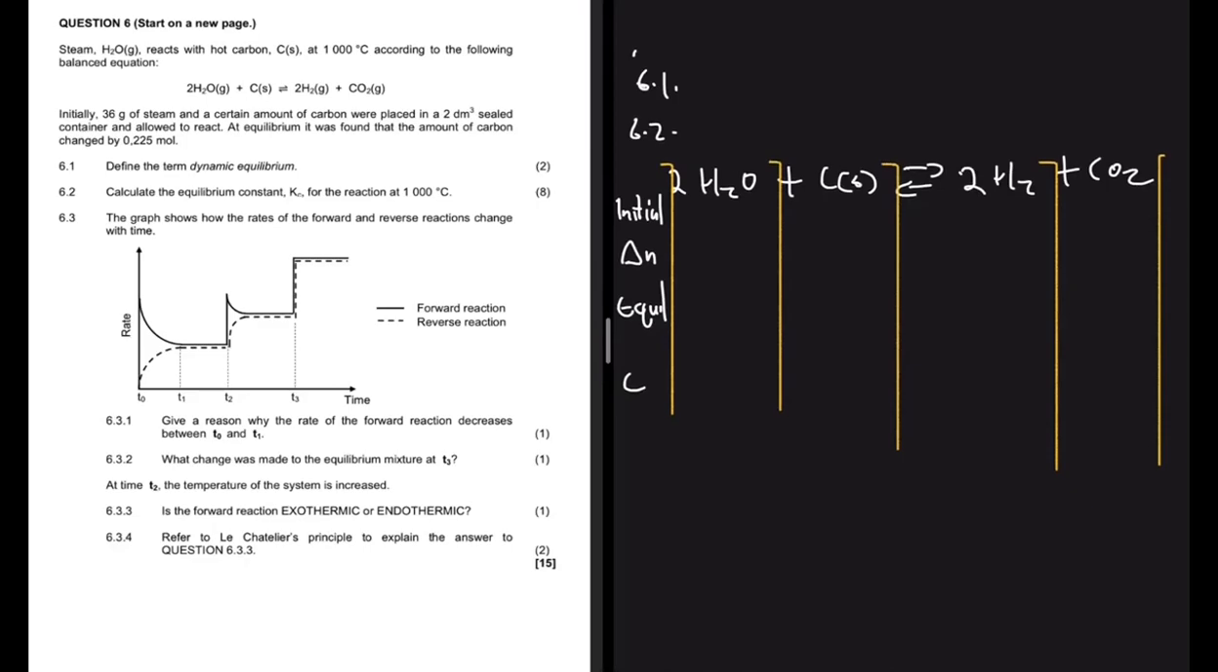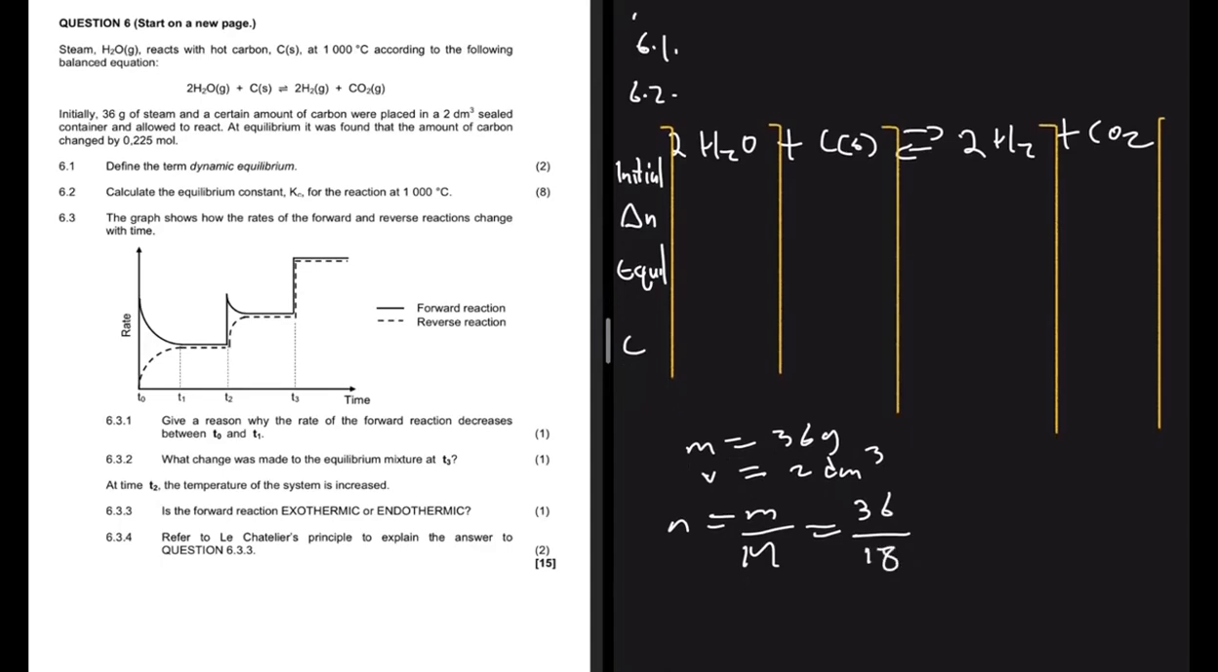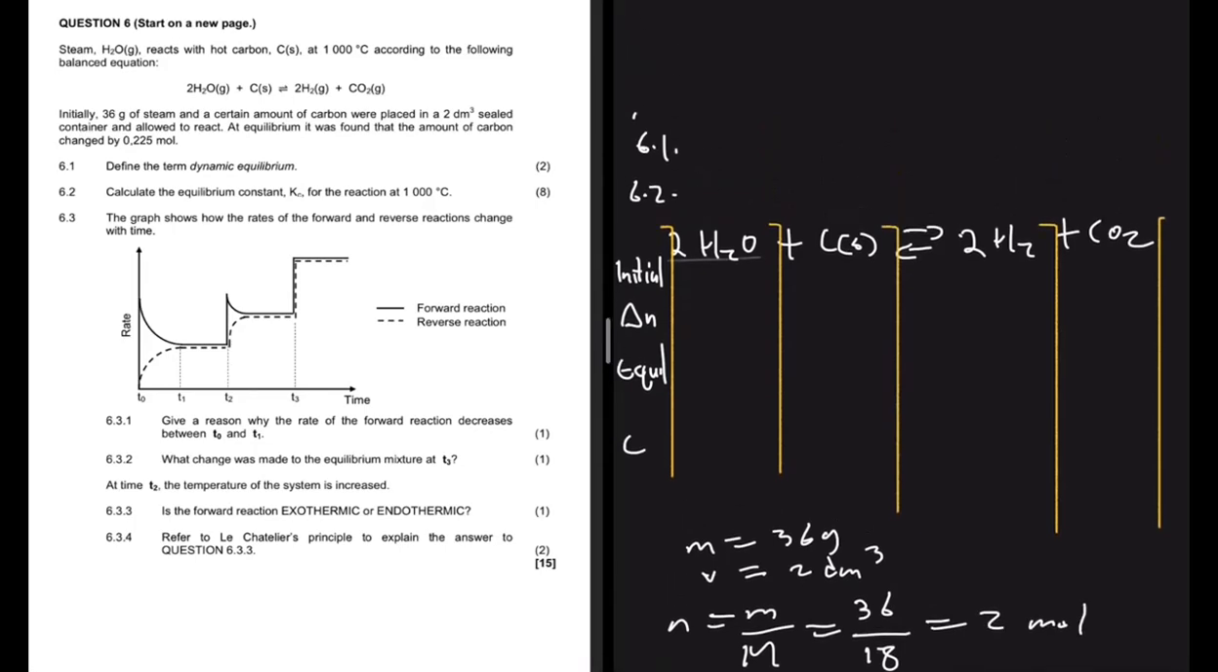So it is said that initially we have a mass of 36 kg for H2O, right? And then the volume is equal to 2 decimeter cube. We know that the number of moles is given by the mass divided by the molar mass. The mass is 36, and then the molar mass for H2O is 18. So what is 36 divided by 18? That is 2 moles. So initially we have 2 moles of H2O, and then we have 0 moles of H2, and then we have 0 moles of CO2.